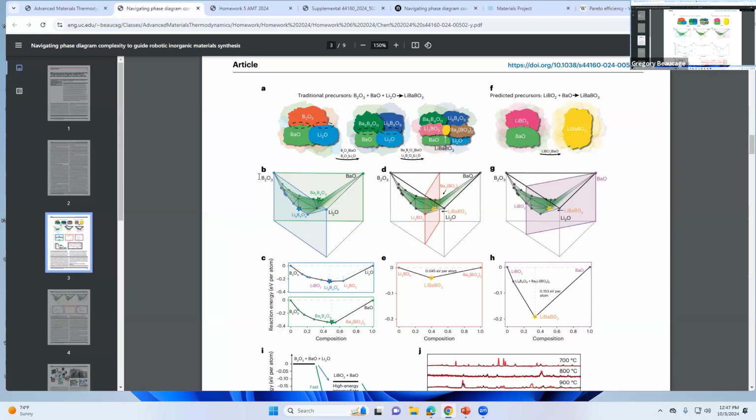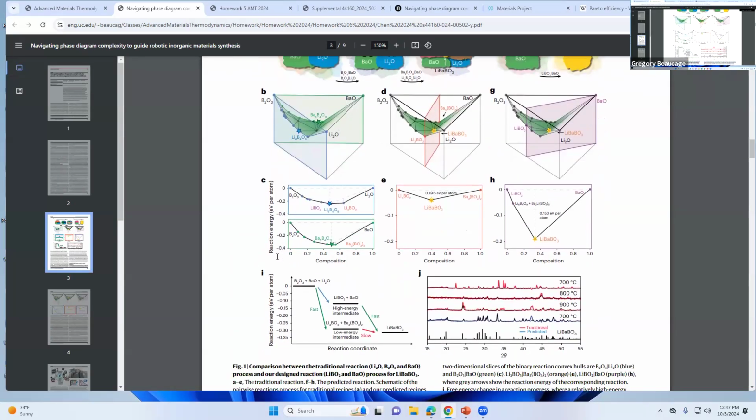So they have the three ceramics that they mix together, right? And the composition space is in the middle. And then on the y-axis is this thing called reaction energy. So you want to have a big drop in energy from the reactants to the products. That means you're getting a lot of enthalpy out of the reaction.